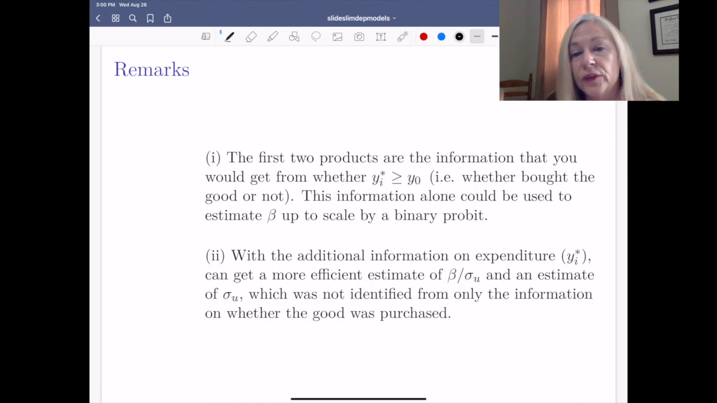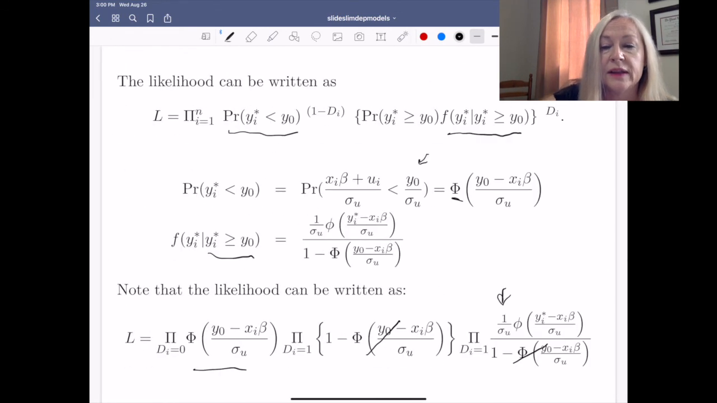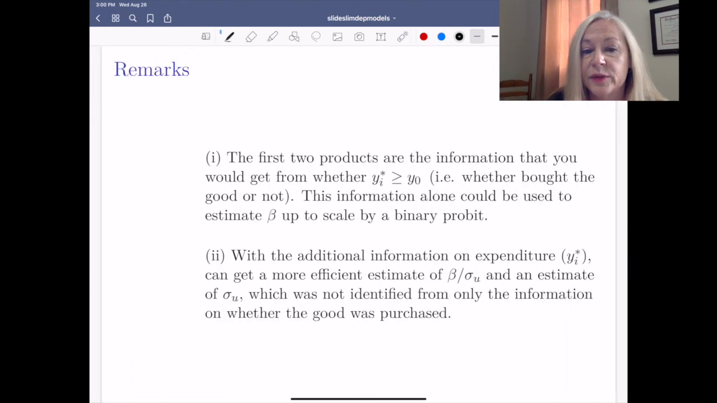All right, so the first two pieces just show what you can get from a probit model, and then with the additional information, you can actually estimate sigma u, which is not otherwise identified from the probit model.